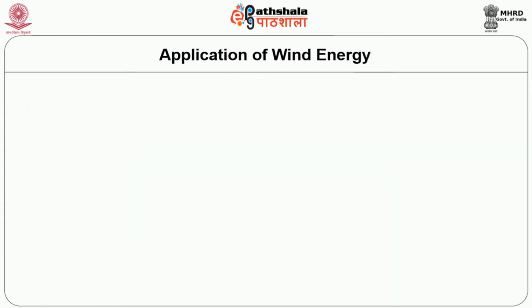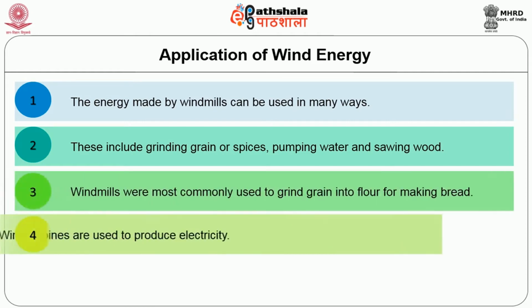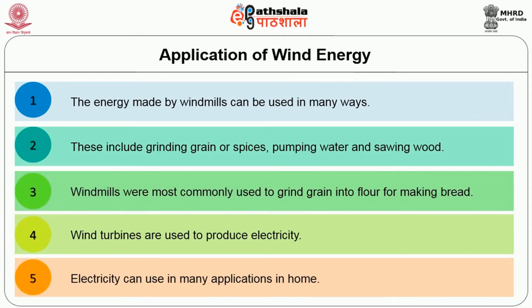Applications of wind energy. The energy made by windmills can be used in many ways. These include grinding grain or spices, pumping water and sawing wood. Windmills were most commonly used to grind grain into flour for making bread. Wind turbines are used to produce electricity. Electricity can be used in many applications in home.